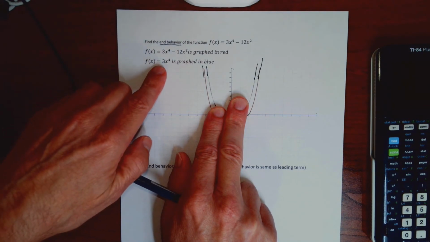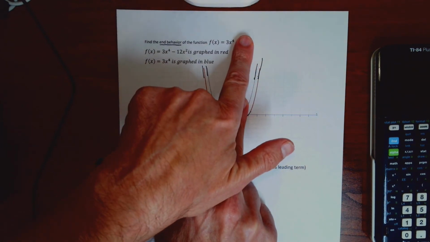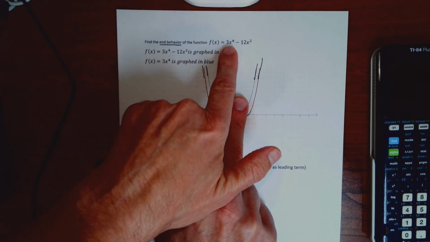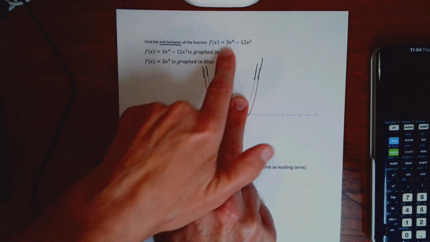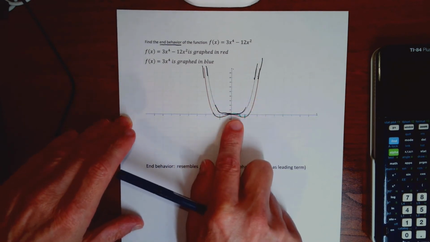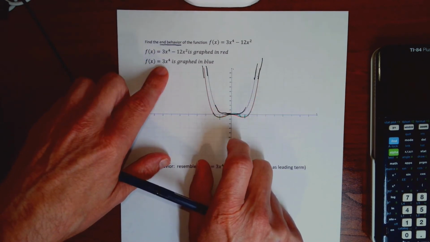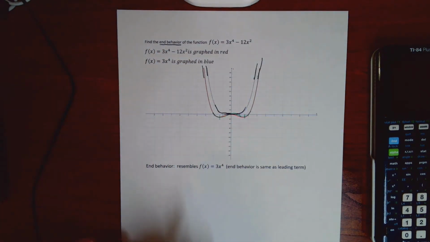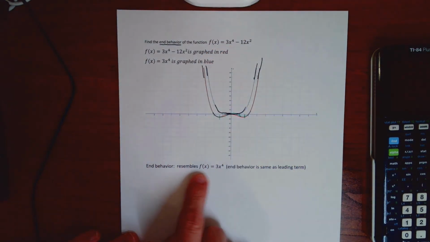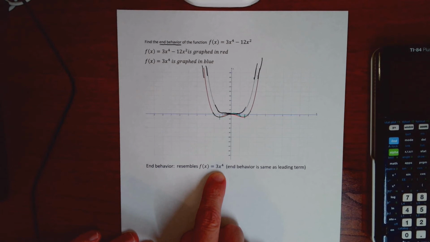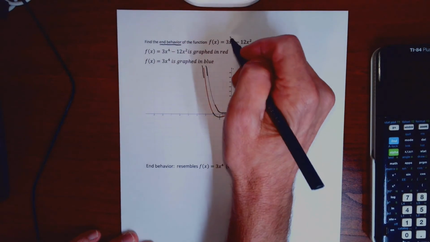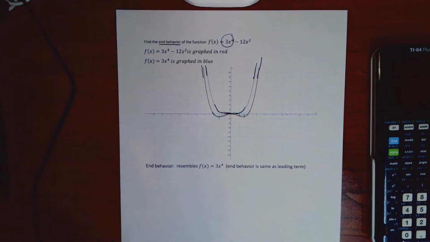A graph will always resemble the highest exponent or the leading term. In this polynomial, 3x to the fourth minus 12x squared, the term with the highest exponent is 3x to the fourth. In the middle, the graphs can look completely different, but at the far edges, these graphs will always go in the same direction. In this case, up and to the left and up and to the right. So for this graph, its end behavior resembles the graph of f of x equals 3x to the fourth. The end behavior of a graph is the same as its leading term, and in this particular problem, that's the leading term.